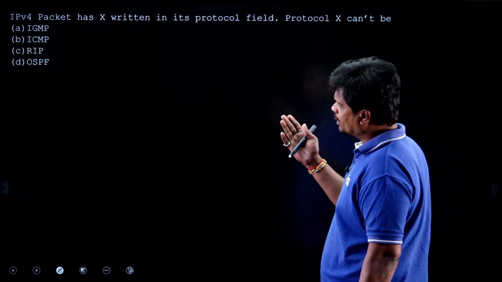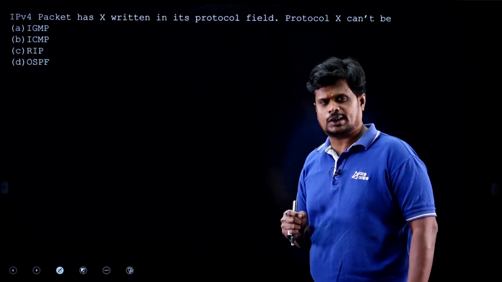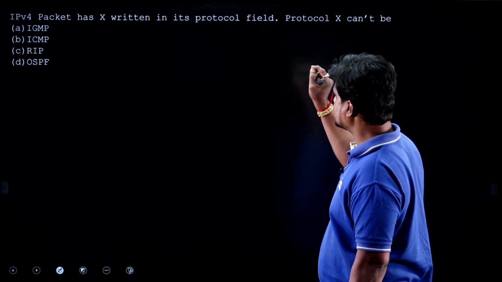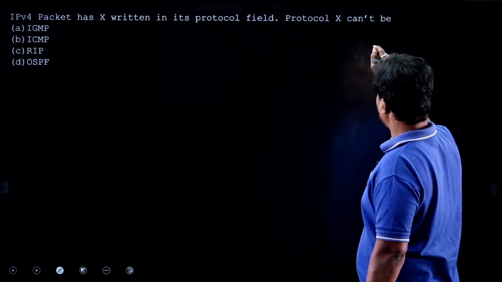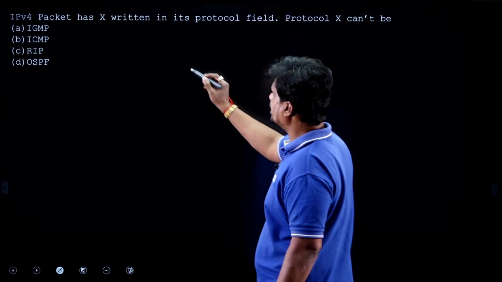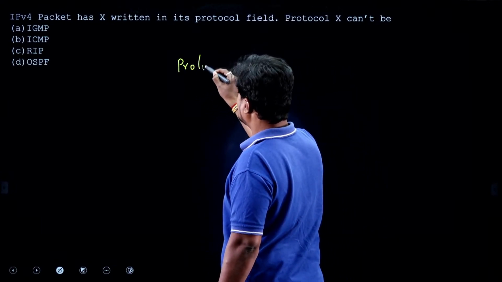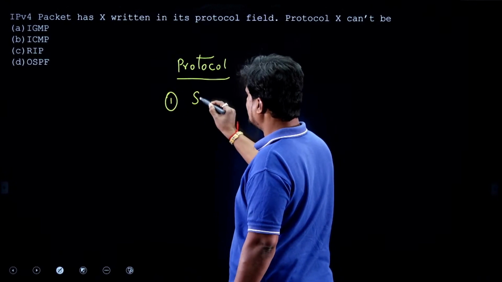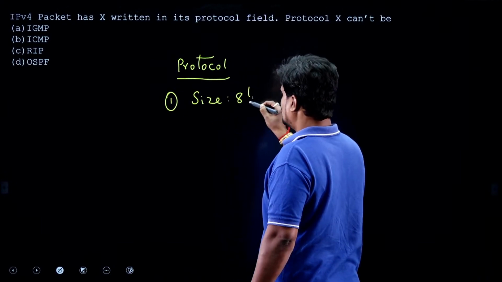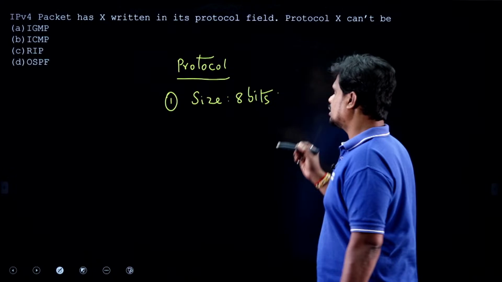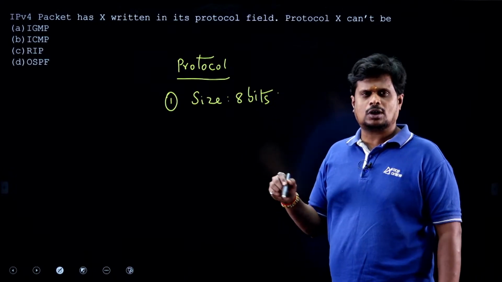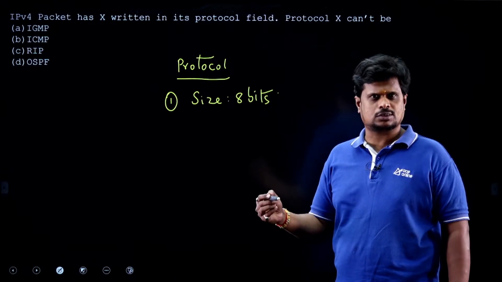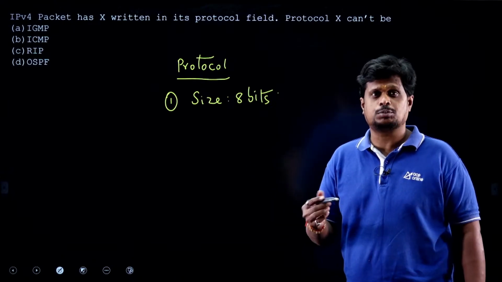Yeah, so here, this is the question from the IPv4 datagram header format. Coming to this, the IPv4 packet has X written in its protocol field. The protocol X can't be what? So you know that as part of the IPv4 datagram header format, you have the protocol field, right? What is the size of this protocol field? It is the size of 8 bits, right? And we clearly mentioned that this protocol field defines the upper layer protocol's data, or else the same layer's protocol data, which is being carried by the IP protocol, right?